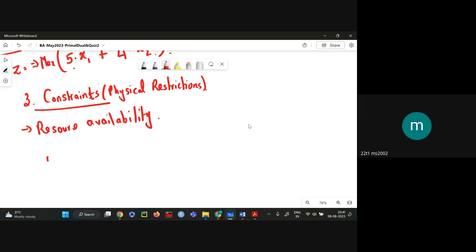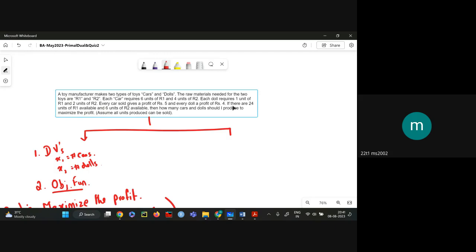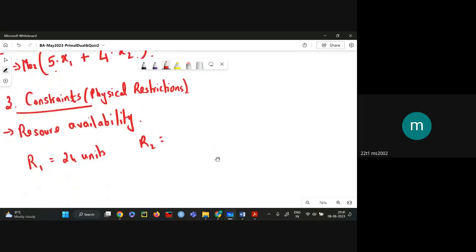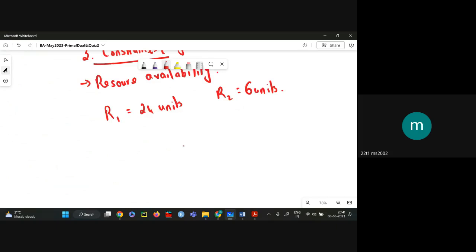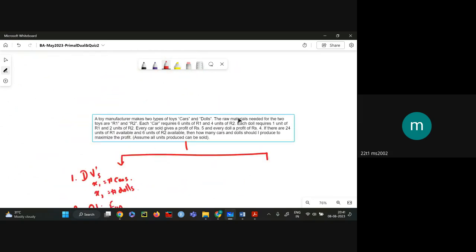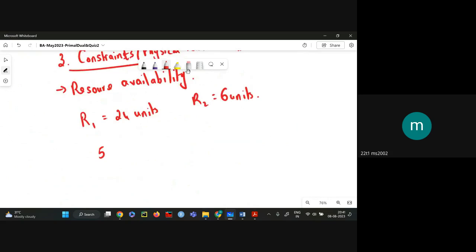So what is the available resource? I have R1, I have 24 units. And R2, I have how much? R2, I have 6 units. So that is the constraint for me. I have only 24 units and 6 units. So what does that mean? For every car that I produce, I need 6 units of R1 and 4 units of R2. So what does that mean? When I produce one car, I need 6 units of R1 and 4 units of R2.